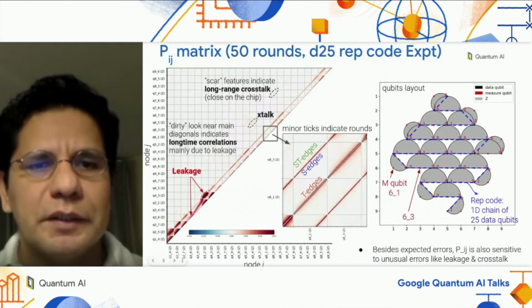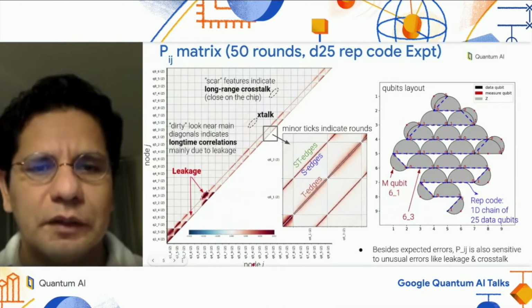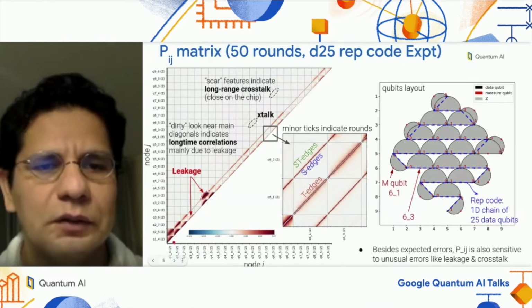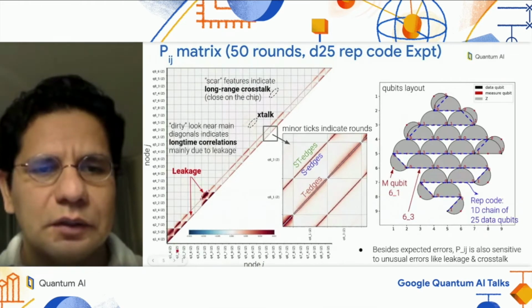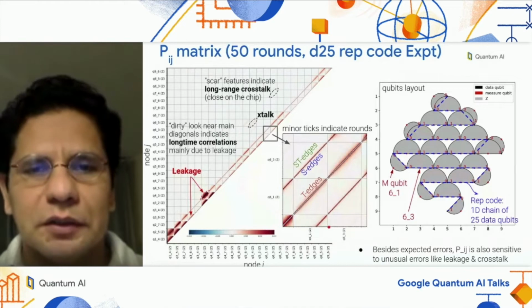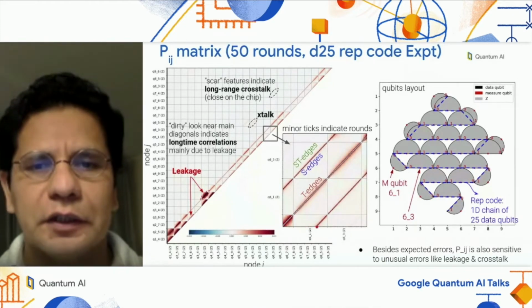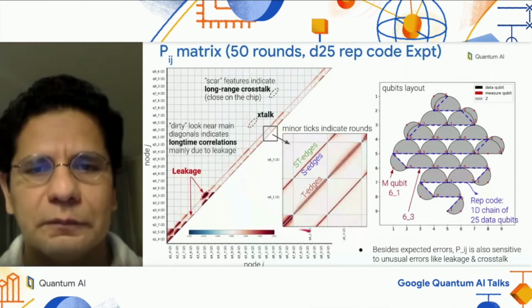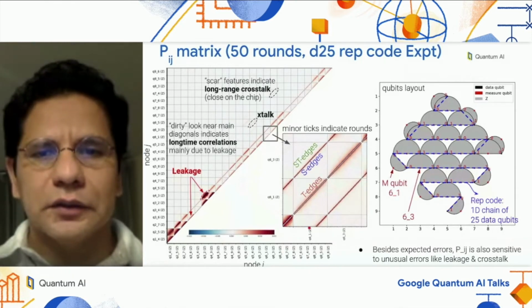How it looks, the Pij matrix depends on the ordering of the error detection nodes i. Here I'm using the ordering where I collect nodes which belong to the same qubit, and so they define this block, and then this is for the measure qubit 1,4, and then I collect the nodes which belong to the next measure qubit along the chain, this 2,5, and so on. In each of these blocks, there are many nodes which have different time coordinates, or they are at different rounds. These are indicated by these minor ticks that you see here. There are many minor ticks because this is for a 50 rounds repetition code experiment.